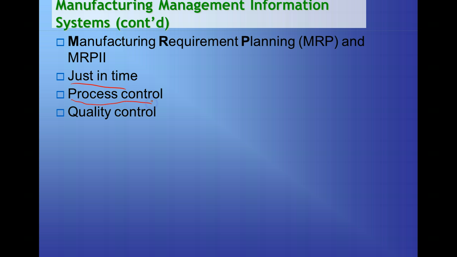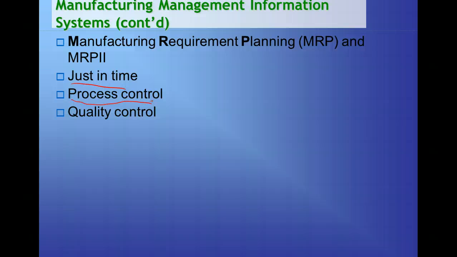Okay, we also have process control, where computers are used directly to control manufacturing. For example, they can control drilling machines or assembly lines, where essentially they take charge of the production process.